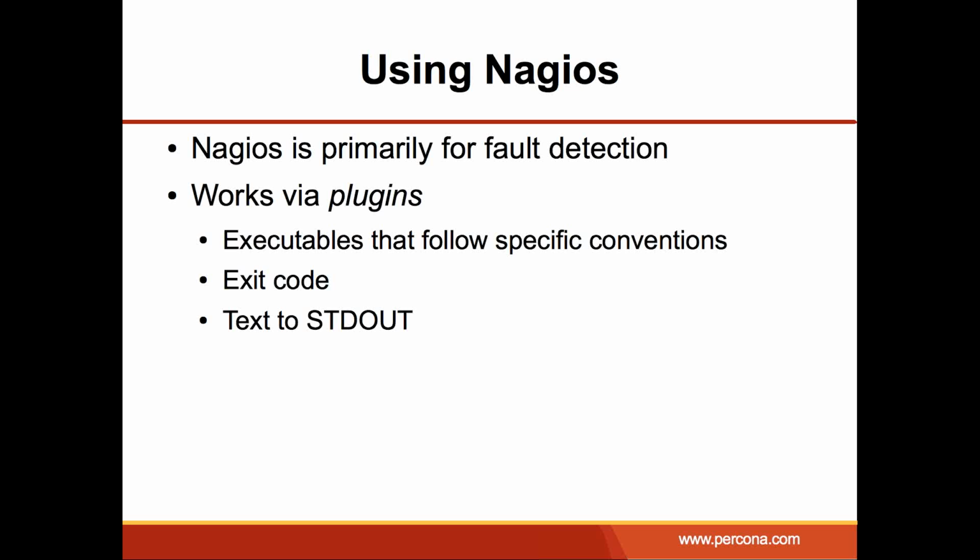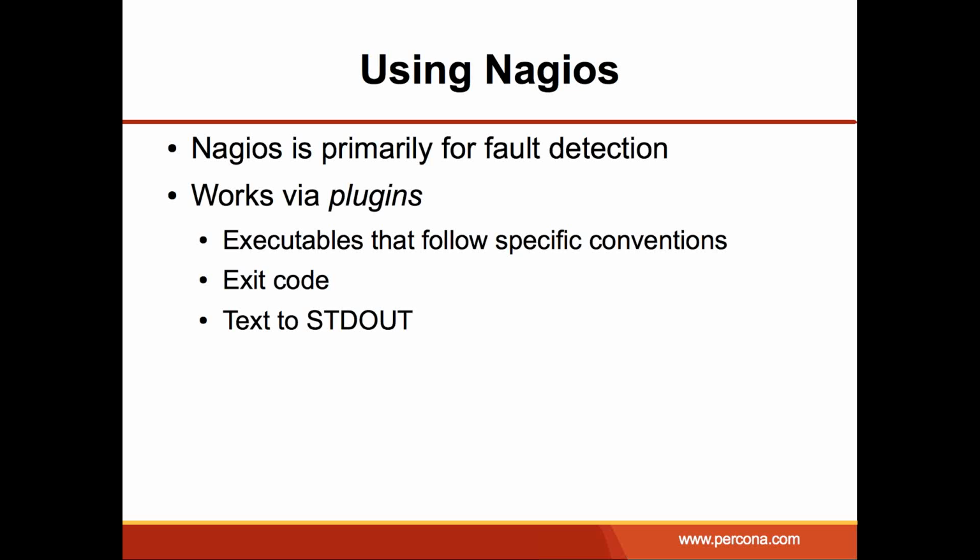The plugins indicate the health of the system that they're monitoring by executing and then returning an exit status. The exit status of the executable itself indicates the health. So 0 is okay, 1 is warning, 2 is critical, and there's a couple of other states that mean more advanced things. But for most cases, that's pretty much all you need to know. 0 is okay, anything else is not okay.